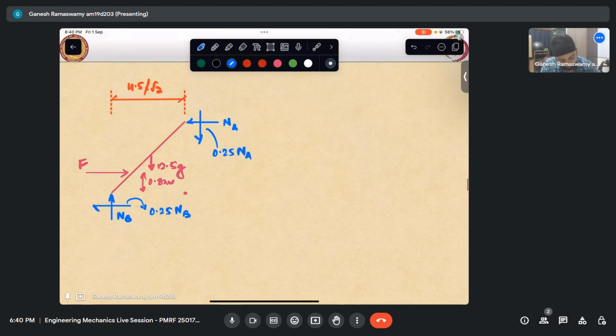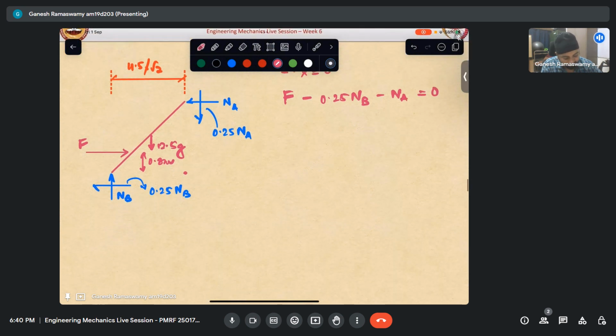Okay, so let us take sigma Fx equaling 0. That gives us F. What are the forces in the x direction? This is F, and then we have this force next, and then we have Na. Nothing else. So F minus 0.25 NB minus Na equals 0. So this is one condition we have got.